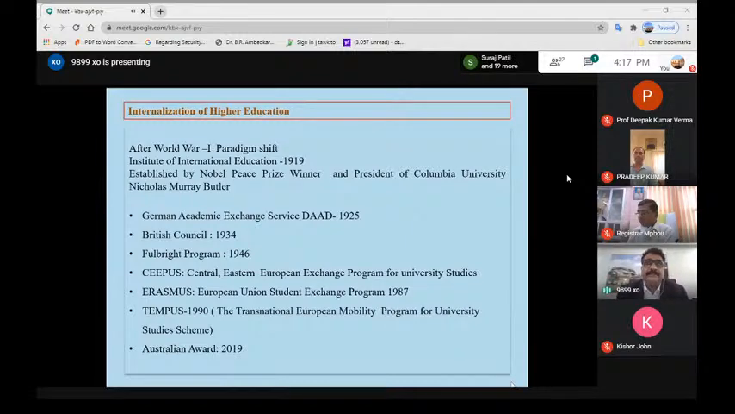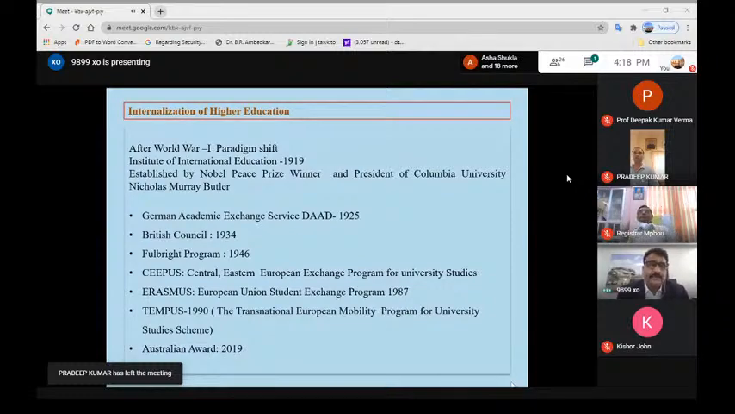Then after 1925, in 1934, the British Council was established. We are all aware of the role of the British Council. The British Council is not only for giving books or libraries to Indian students, but the British Council also hosts good students, as well as sends good students from India. And from 1934, the British Council has also been playing an important role for internationalization.